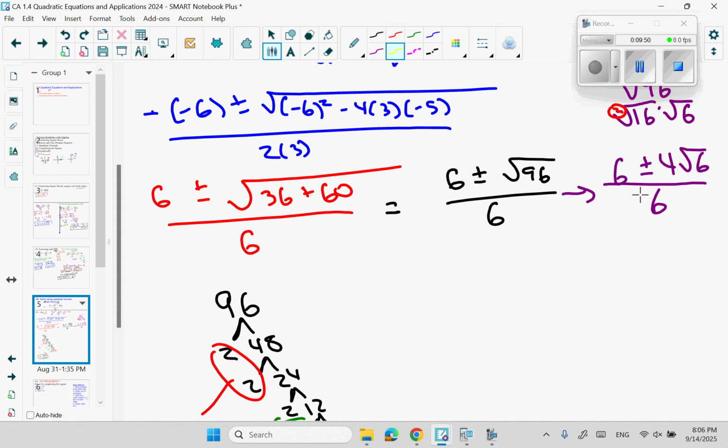Now I can divide. So when I'm trying to divide these, I need these three numbers to be divisible by the same thing in this little triangle. I can divide all those by 2. So divide by 2. So we would get 3 plus and minus 2 square root 6 all over 3.